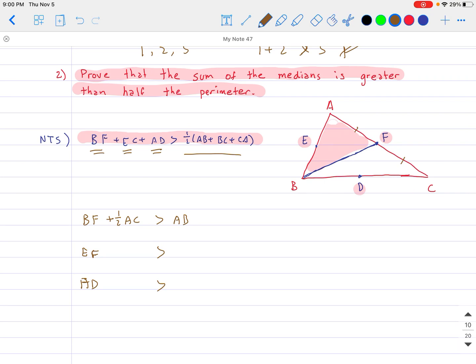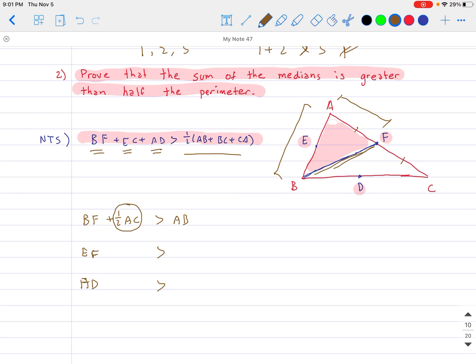Okay, BF plus 1/2 of AC is greater than AB. Now, here is AB over here, which I'm sure you can see. Here is BF over here, which you can see. And the third side is supposed to be AF. But you'll note that what I wrote was 1/2 of AC instead, because I don't want to introduce more variables if possible. I want to relate it to all my other equations if I can, okay?